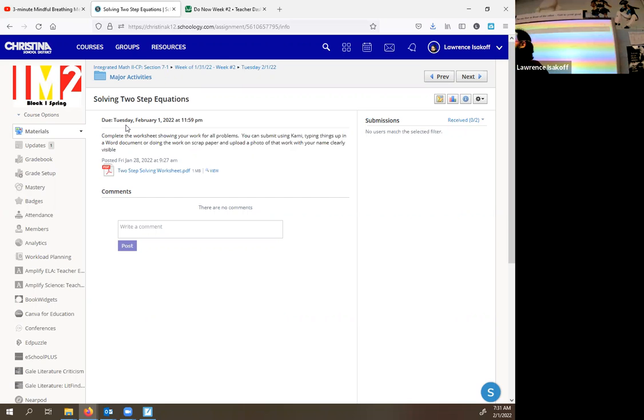If that sounds easier than typing up the math, because I think some of you figured out typing math isn't the easiest thing to do, you write it down better with paper and pencil. Go ahead, be my guest. Do it that way. Send me a picture of the paper. Just please make sure your name is clearly visible on it. That's it. So that is the worksheet.